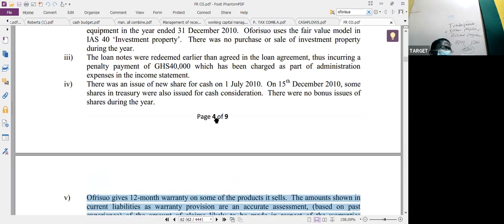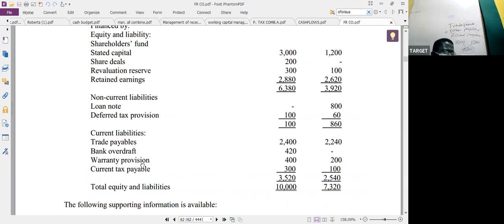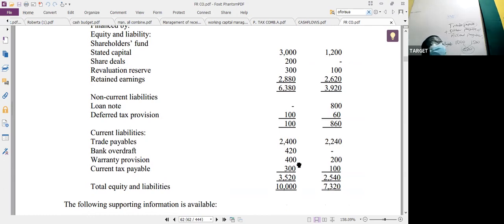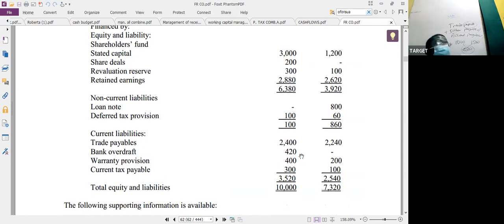Just go to the current liabilities. The warranty provision is here. What's the opening balance? 200. What's the closing balance? 400. It has increased, right? Just find the increment and go and reverse it. That means during the year, they have added an additional provision of 200 Ghana cedis to the existing one before arriving at the 400. So that additional amount, the movement, go and reverse it. They have reduced the profit by that amount because it is an expense to them. It has been subtracted.